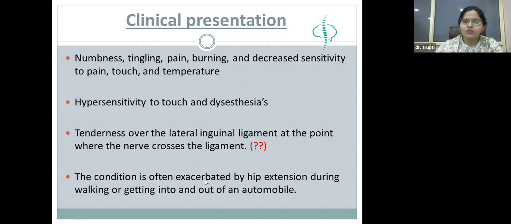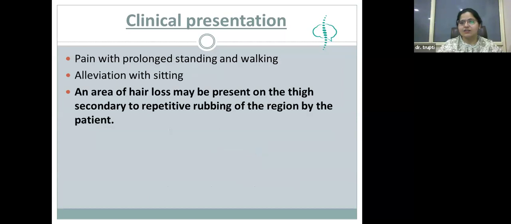The condition is often exacerbated by hip extension during walking or getting into and out of an automobile. So the patient will complain when sitting in the car or getting out of the car, he gets some sensation or symptoms on the thigh. And if he's walking for a long time, the sensation increases, and if he's sitting, it will decrease. There will be pain with prolonged standing and walking and alleviation with sitting.